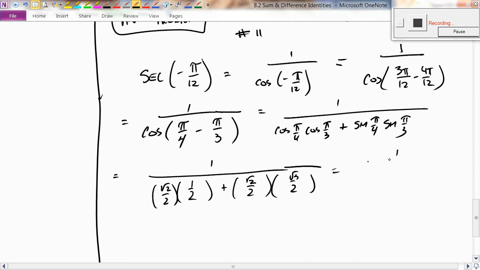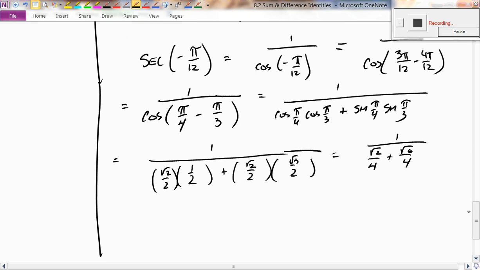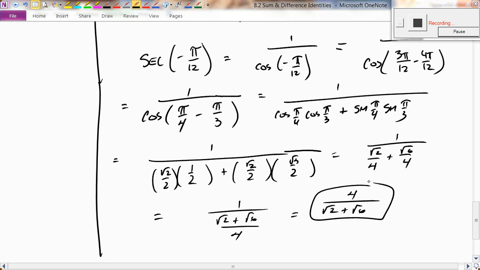Good. Which is 1 over the square root of 2 over 4 plus the square root of 6 over 4. Which is 1 over square root of 2 plus square root of 6 over 4. And we flip and multiply, which is 4 over square root of 2 plus square root of 6. Now, the book wants you to keep going, and they want you to rationalize the denominator, but that's not what this unit is about. This unit is about breaking up angles. So if you can get to this spot, I will allow you to stop there, because that's assessing the knowledge of the new stuff, not the old stuff. Okay?